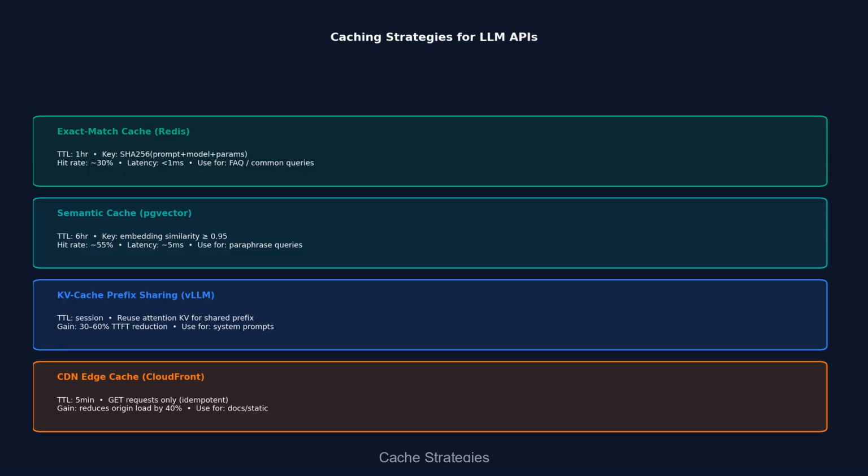Finally, CDN edge caching with CloudFront handles static GET responses at the network edge, keeping that traffic from reaching your inference servers at all. Layer these strategies appropriately for your traffic patterns, and the cumulative latency reduction is significant.